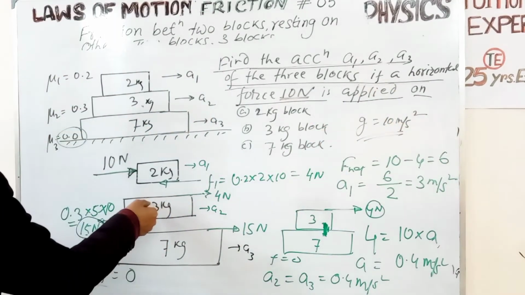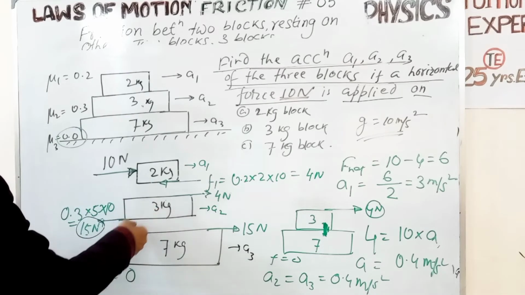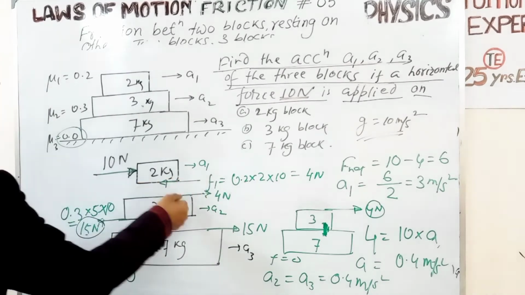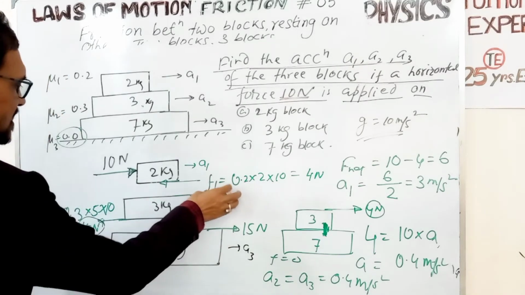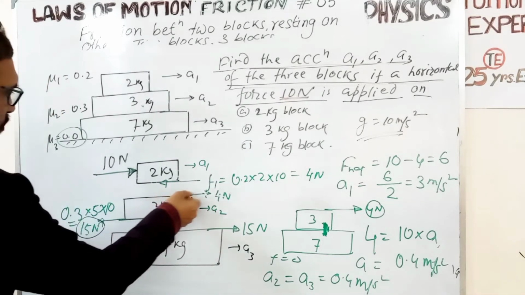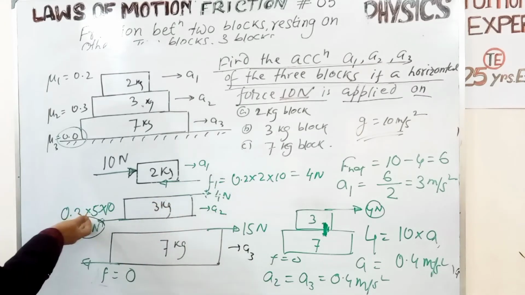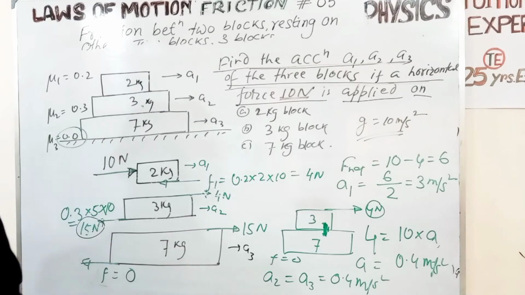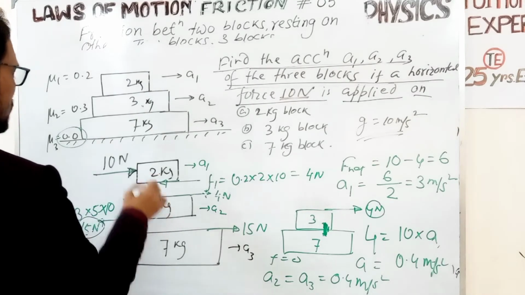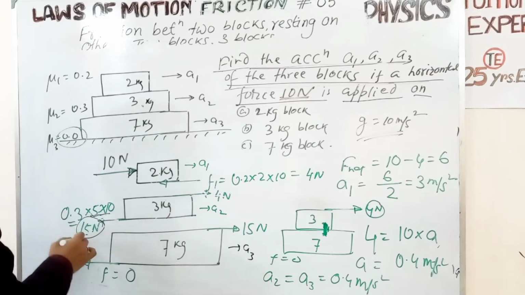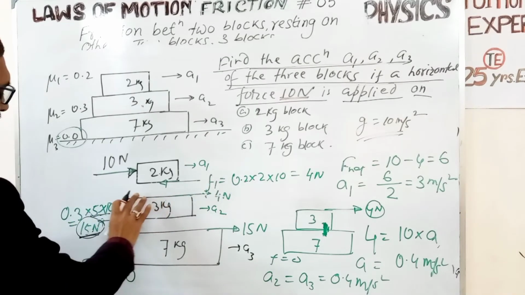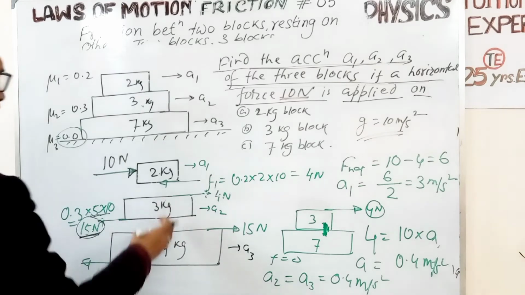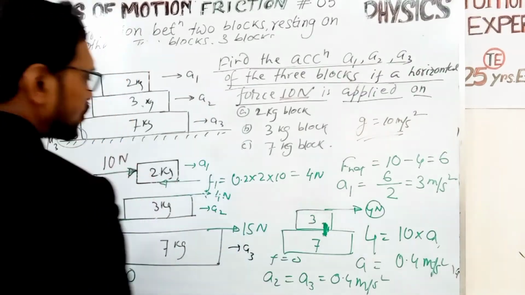Now what is the friction force acting on the 3 kg block? If this is the action, this is the reaction, and this is the driving force. If this force acts in this direction, then friction acts in the opposite direction, which is equal to 15 Newton. Here the normal force equals (2 plus 3) into g, that is 5g, with mu 0.3. So 15 Newton comes. As 15 Newton is greater than 4, the 3 kg block cannot move over the surface of the 7 kg block. So 3 and 7 are taken as a whole mass.